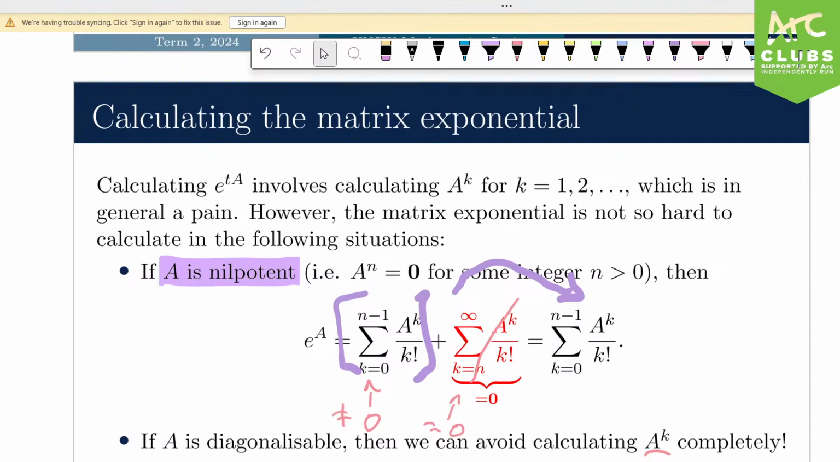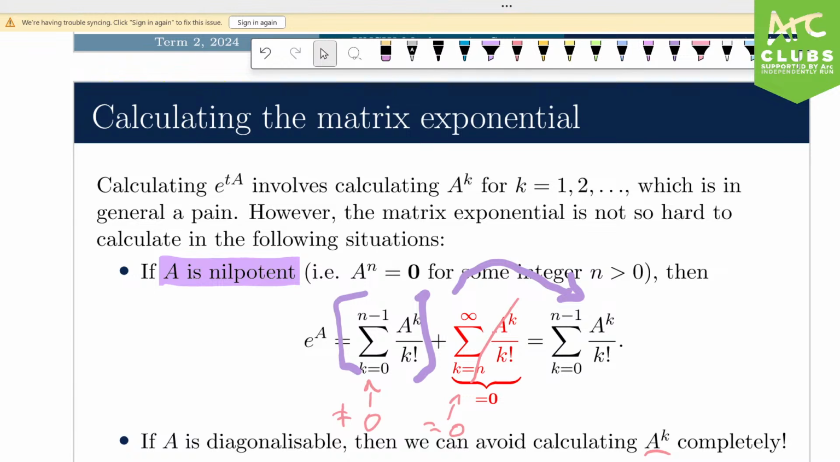And another case is where you can write A as the sum of two commuting matrices. So if I say A equals B plus C, where BC equals CB, it doesn't matter which way you multiply them, you get the same thing every time, then you can exponentiate both sides and you get e to the A equals e to the B plus C. So then e to the A is e to the B times e to the C.